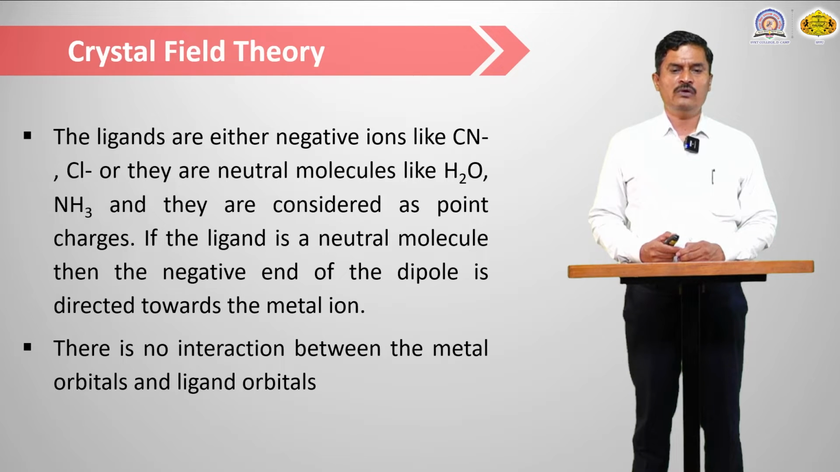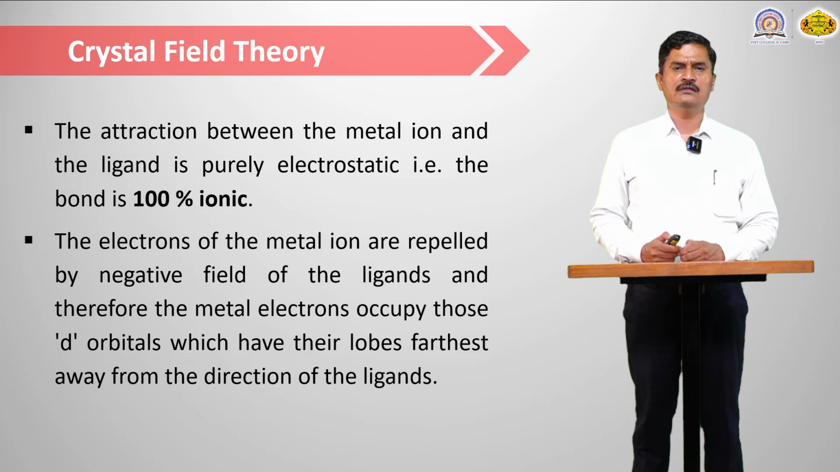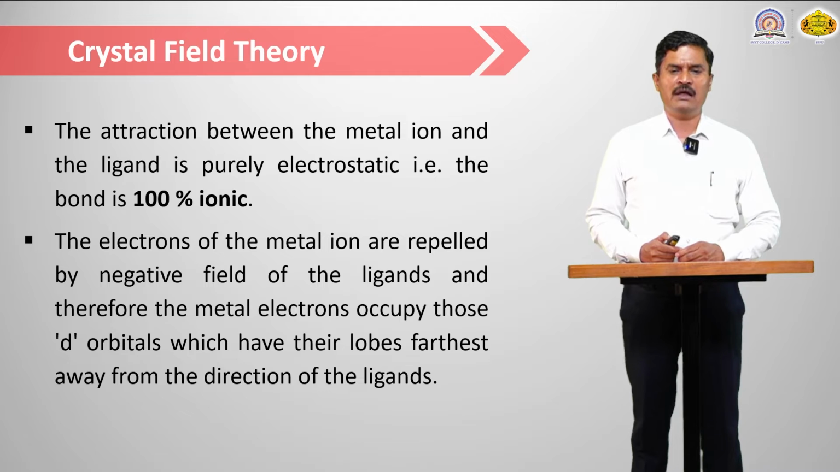There is no interaction between the metal orbitals and the ligand orbitals. The attraction between the metal ion and the ligand is purely electrostatic, that is, 100% ionic. The electrons of the metal ion are repelled by the negative field of the ligands.